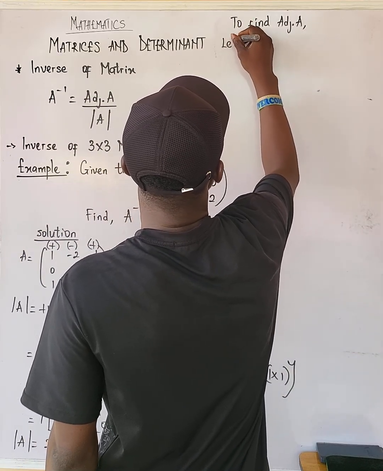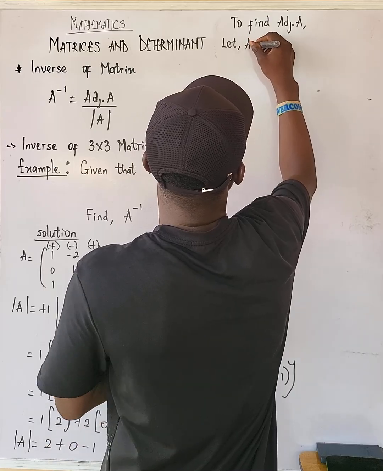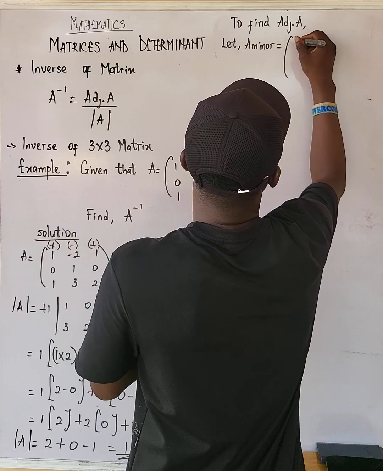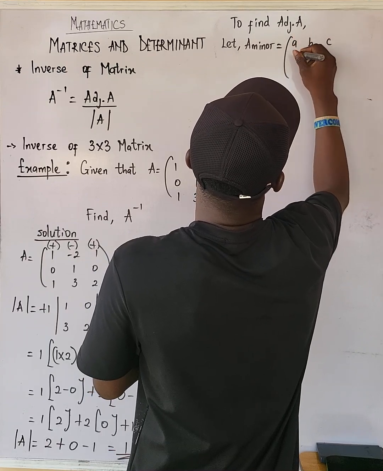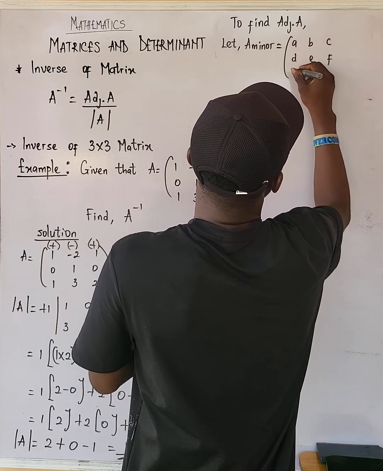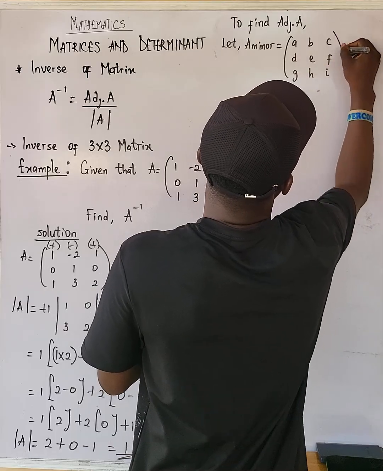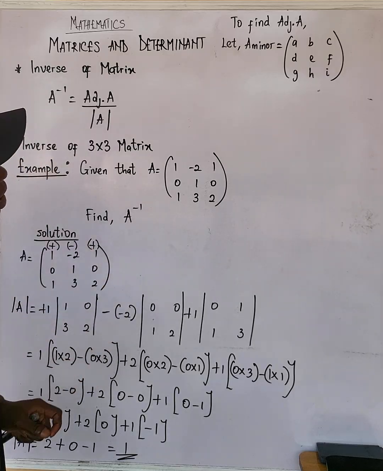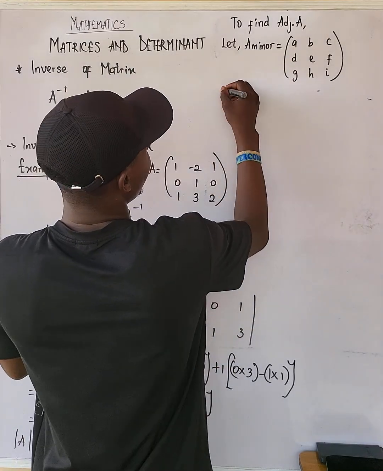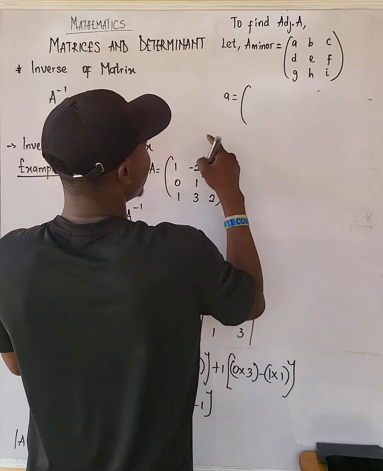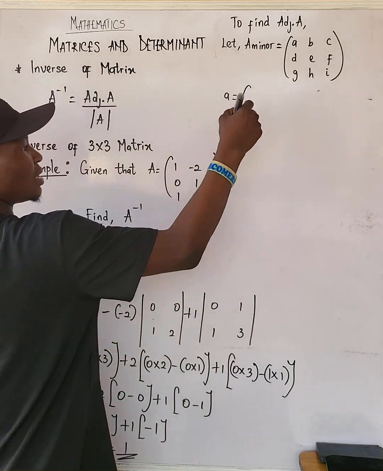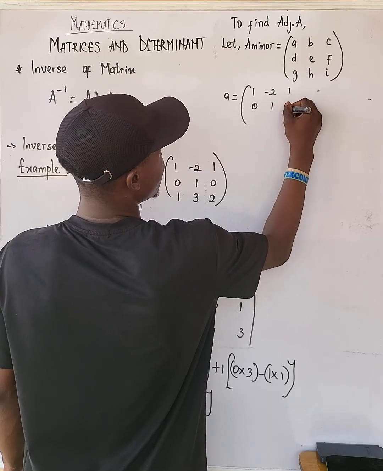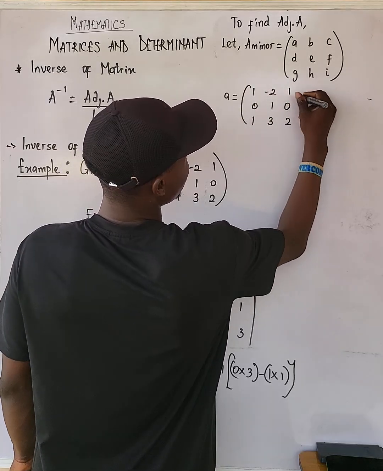So you can say let our A minor be represented with A, B, C, D, E, F, G, H, I. So let's represent it with something like this. We pick everything one after the other. So let's pick for A. When we pick A, you rewrite the question, your matrix, you write it inside. So we have 1, minus 2, 1, 0, 1, 0, 1, 3, 2.